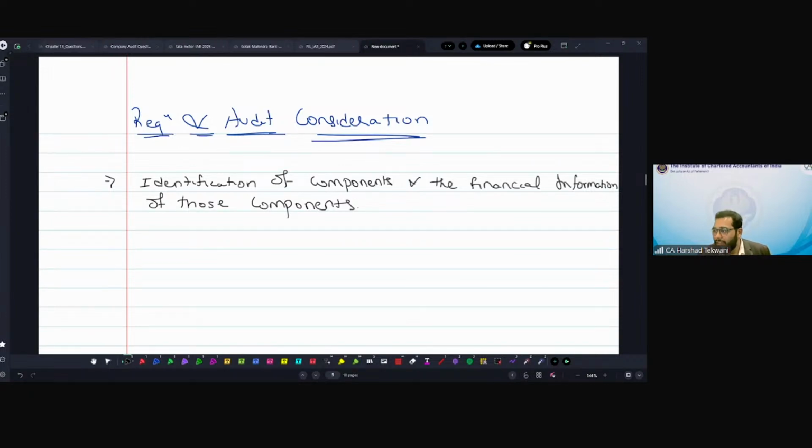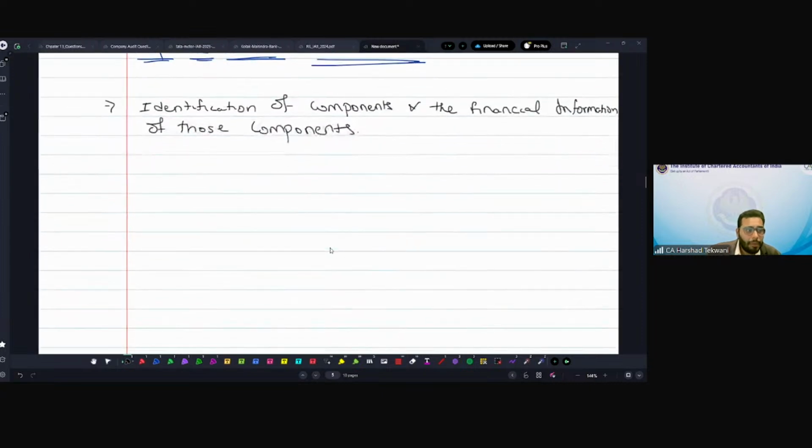Then once you identify the components and their financial information, you go to the next step. You will identify related party transactions and related parties. So once you identify components, based on these components, you need to identify related parties and related party transactions.